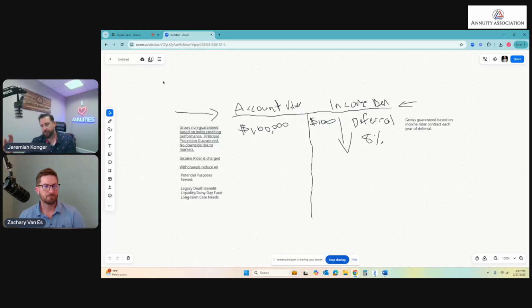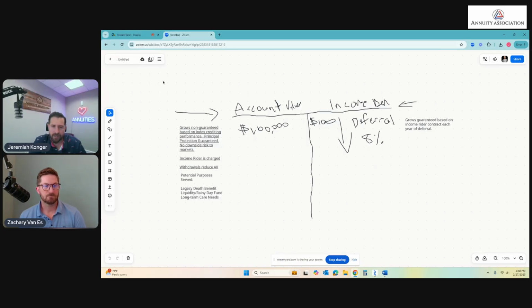Or if it's joint, there'll be a joint schedule, which will show the age of the younger of the 2 annuitants on the contract and what that payout rate will be for the younger of those 2 annuitants. So it's very important. What we do for our clients is I'll highlight those things in the contract before it's mailed. That way we know exactly what to look for.